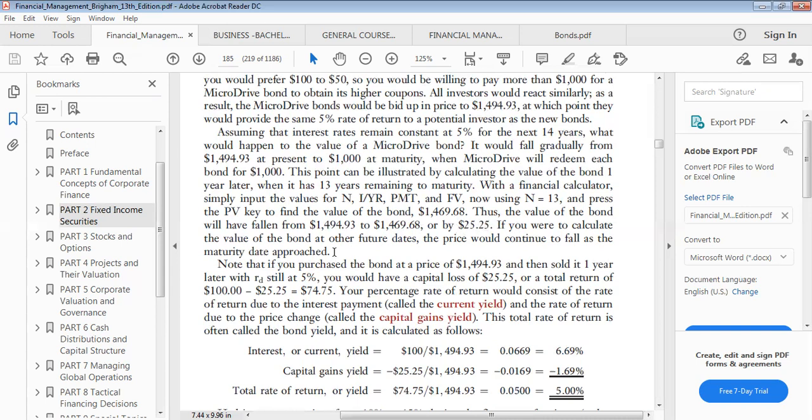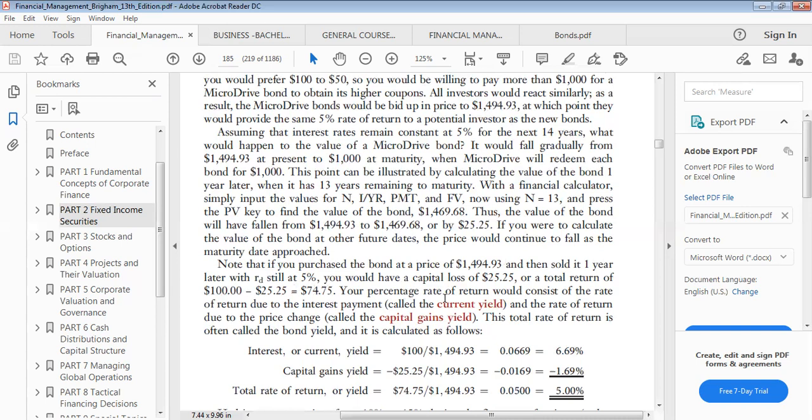If you were to calculate the value of the bond at other future dates, the price would continue to fall as the maturity date approached. Note that if you purchased the bond at a price of $1,494.93 and then sold it 1 year later with rd still at 5%, you would have a capital loss of $25.25, or a total return of 100 minus 25.25, which is $74.75.